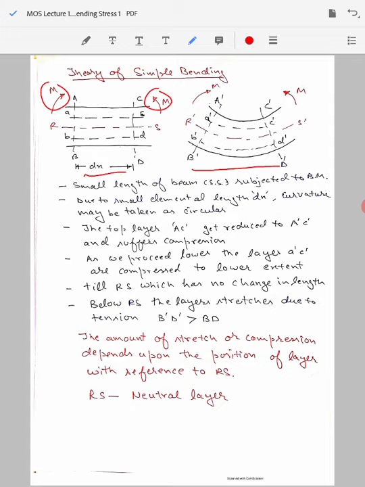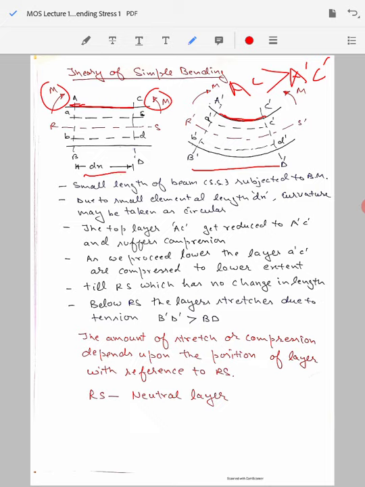Now because of this, the top fiber of the beam element AC will get into the shape of a circular arc, and it will get reduced in length. So our AC here is greater than the deformed shape A dash C dash. It is bigger in length, and smaller in length after deformation.